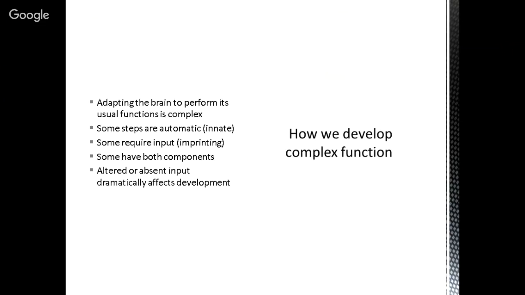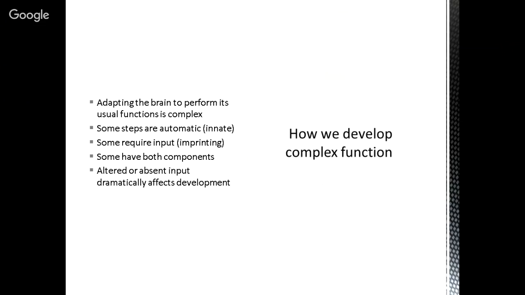Okay, so how do we develop complex functions in our brains so that we can perform complex functions? There's been a bit of investigation into exactly how this might be going on, and some of the approaches we'll go through in a moment. But what we're asking is, how do we adapt the brain to perform its functions, which are often quite complex, like speech or visual interpretation, things like that.